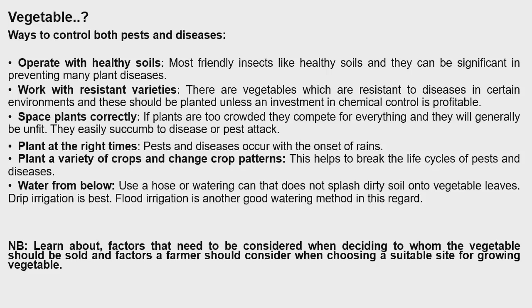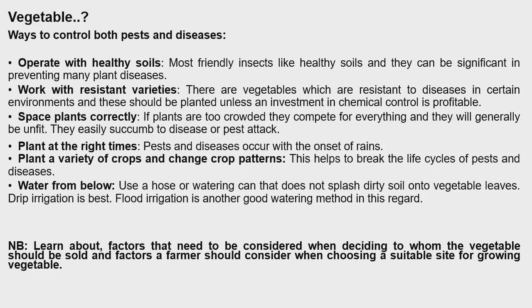So if you want to control diseases and pests, there are some vegetable varieties that are resistant to disease, so that diseases cannot attack such types of vegetables. So space plants correctly. If plants are too crowded, they compete for everything, and they will generally be unfit. So they easily succumb to disease or pest attack.